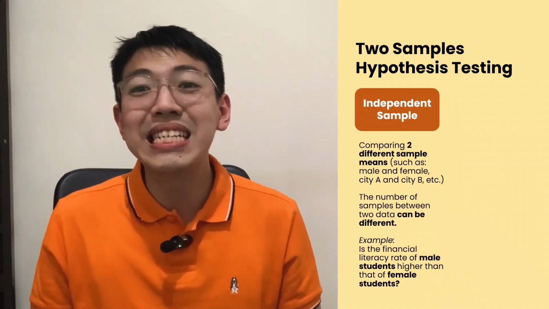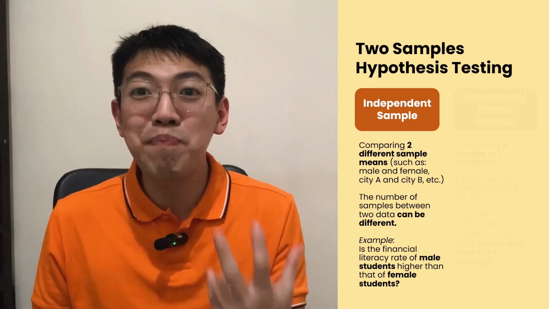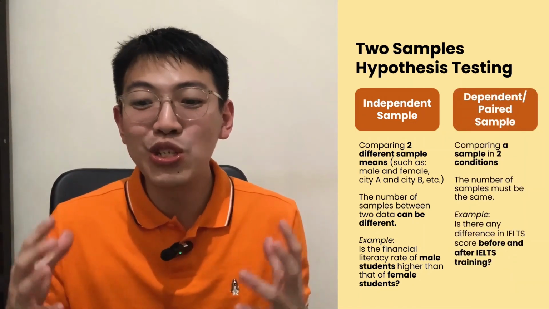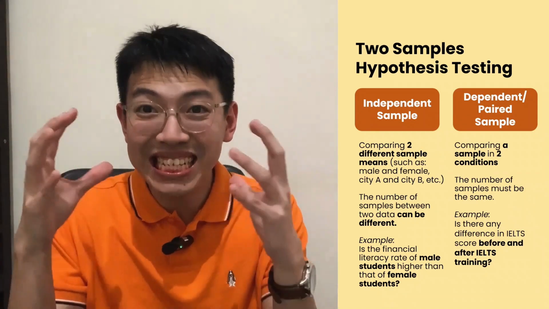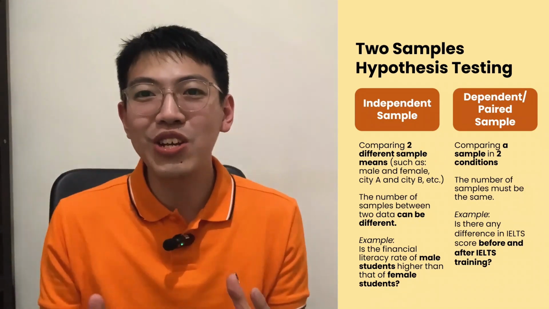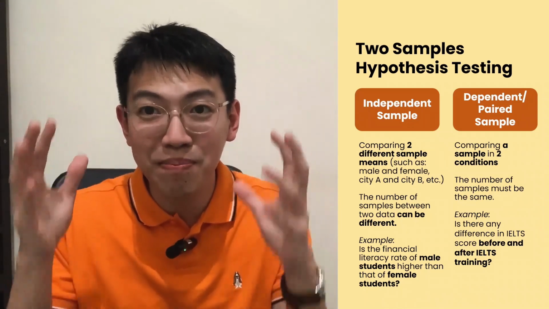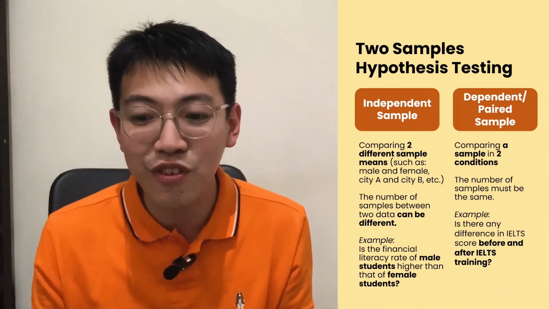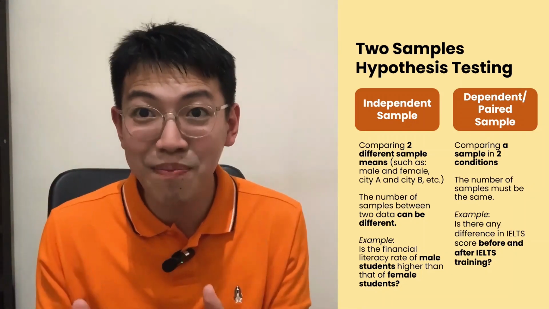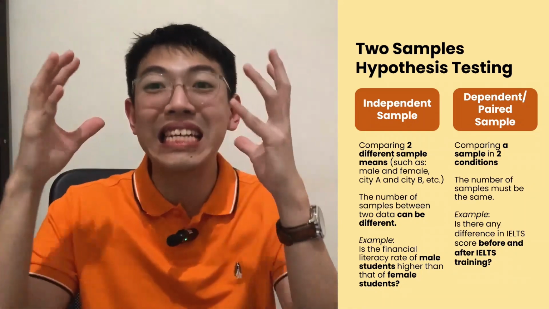The second one is dependent or paired sample. Dependent or paired sample is used to compare a sample in two different conditions. So here we have the same sample but the condition is different. Therefore, the number of the samples must be the same because the sample is the same.